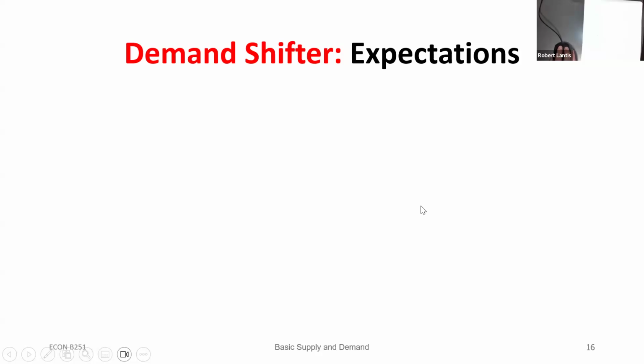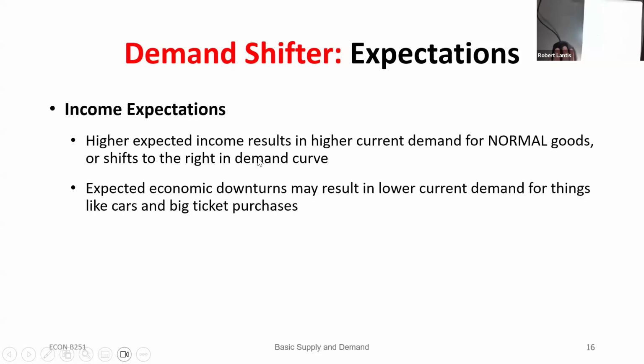Okay. So this one, really, it's nothing new. Income, the way that it impacts normal and inferior goods, is the same way that expected income will impact normal and inferior goods. So if I expect to have more income tomorrow, what might I do today?